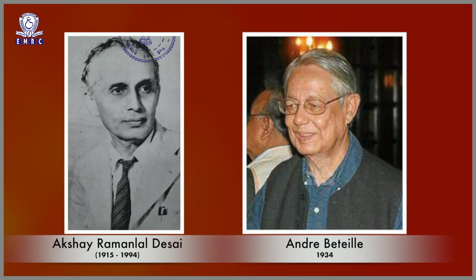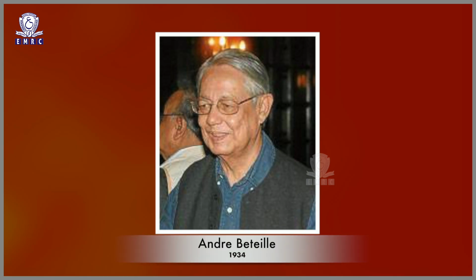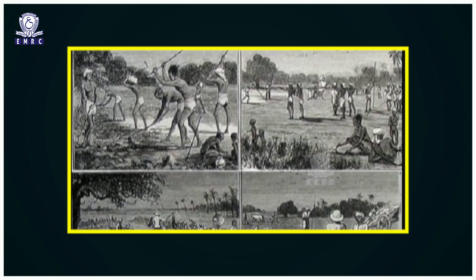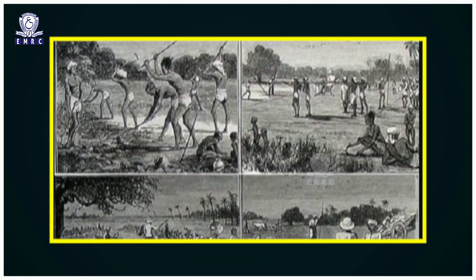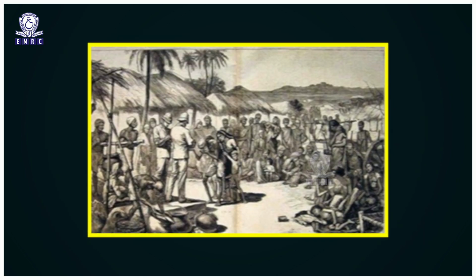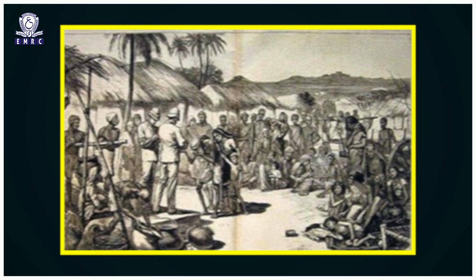A.R. Desai and Andre Beteille have contributed significantly to the understanding of agrarian social structure in India. Beteille, while defining the agrarian social structure, is clearly of the view that only peasantry does not constitute it. It means something more than the study of peasant societies and cultures. All those playing a role in agrarian society form various parts of it.